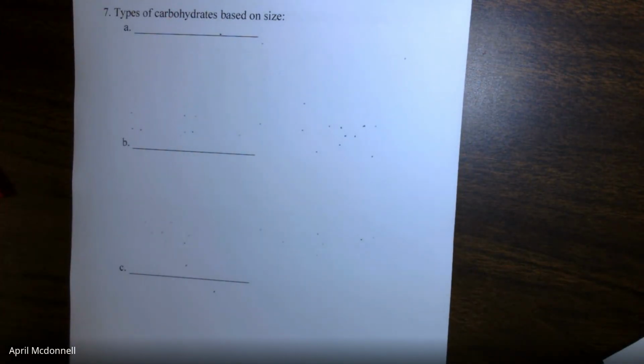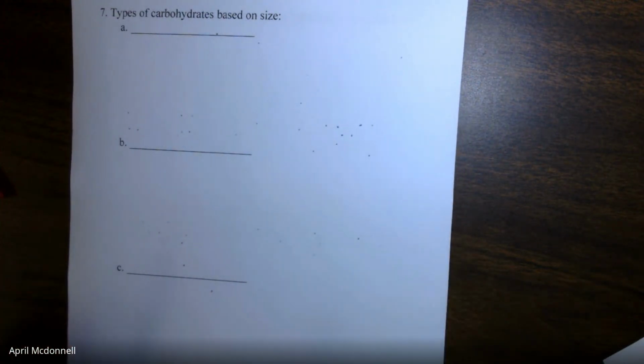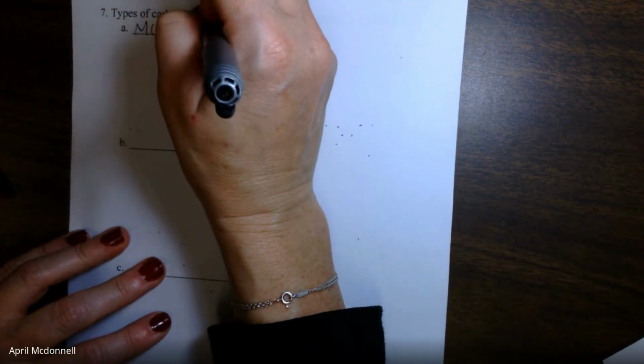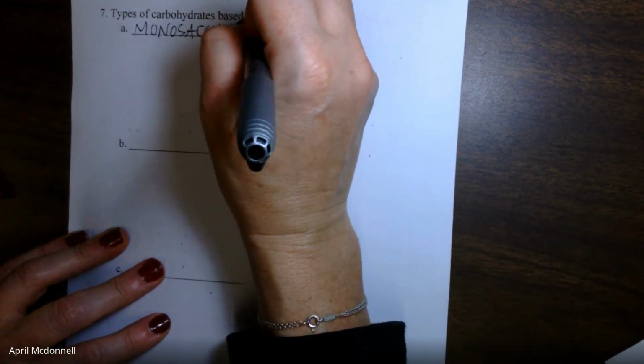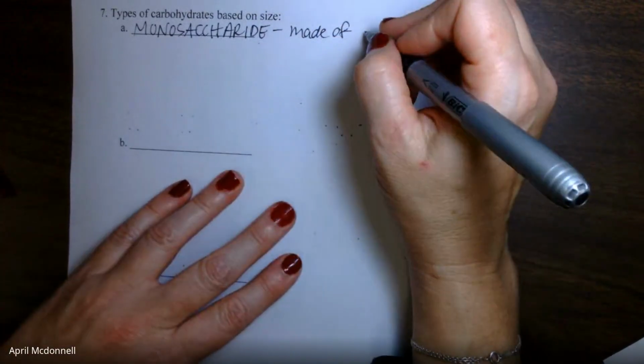We're going to explain carbohydrates and break it down based on their size, which is reflective of their structure. The first type of carbohydrate is going to be called a monosaccharide, and it's going to be made of one carbon ring.